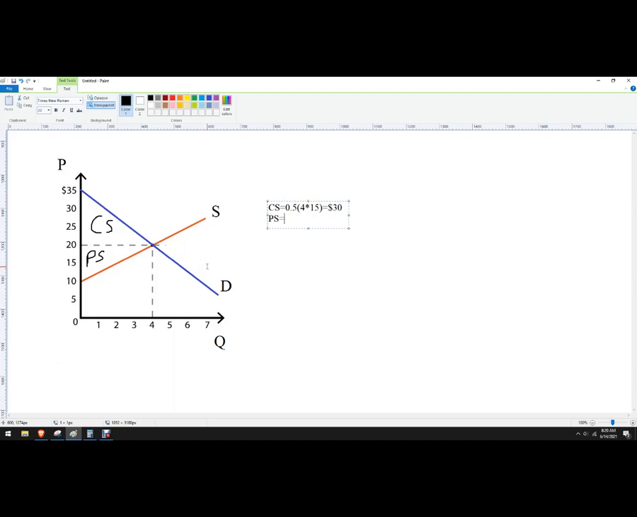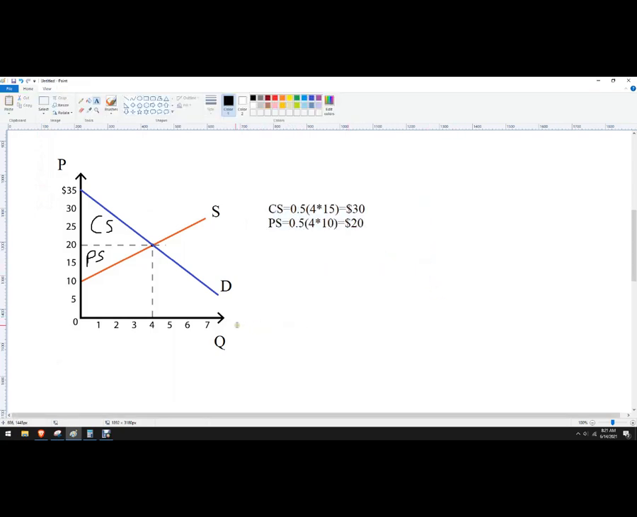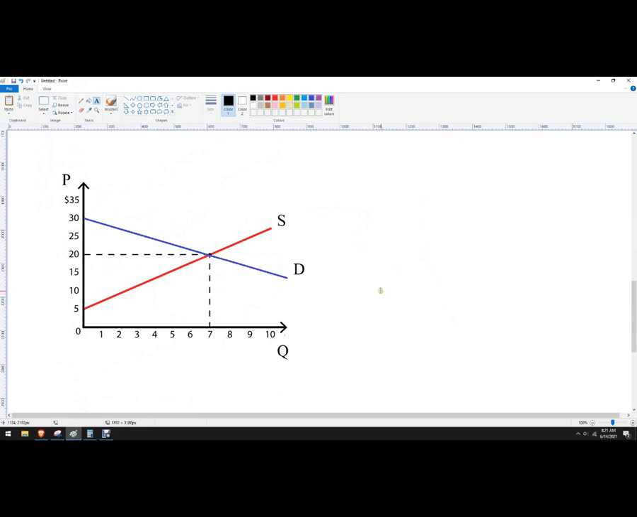And then producer surplus is, again, we're going to have a quantity of 4, and then we're going from 10 to 20. So it's 40, and then half of 40 is 20. We'll make this a little bit bigger. Okay, there we go. There's that one. And then finally this last one. If you want to pause the video, give it a shot.